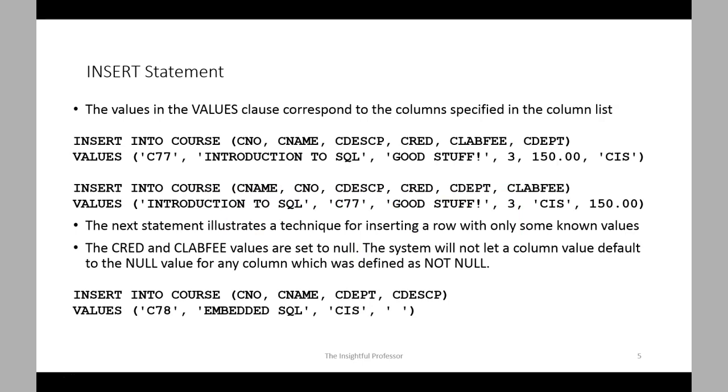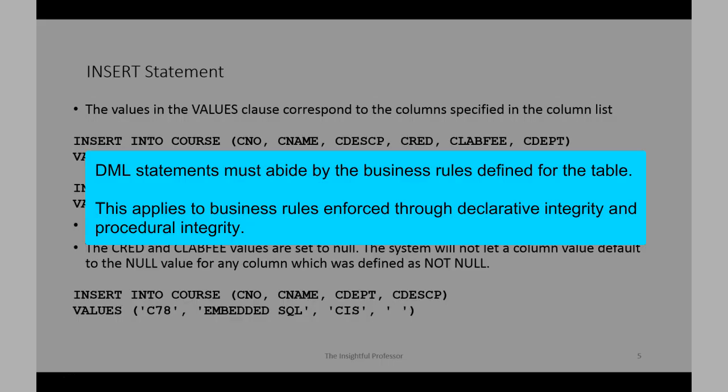Furthermore, we could not omit this value because C department is defined with a not null constraint. Thus, execution of DML statements depend on abiding by integrity constraints in the database. These constraints fall within the realm of declarative integrity. Note that if a database table has associated triggers, a form of procedural integrity, DML operations must also follow the business rules enforced by these triggers.